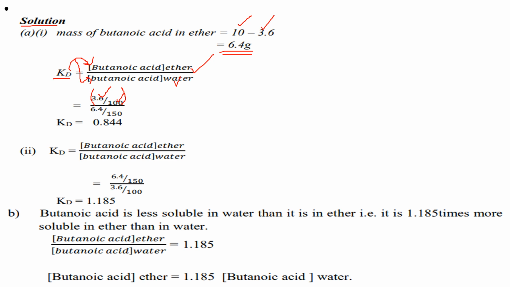So that's why we say 3.6 divided by 100 centimeters cubed of water in which it was dissolved. Then divided by 6.4 divided by, now ether, the volume of ether was 100 and the volume of water was 150. So that's why we are having different volumes here. You get a mass and divide it by its volume, and you also get a mass divided by its volume. And lastly, we shall have our Kd if you put everything in the calculator at once.